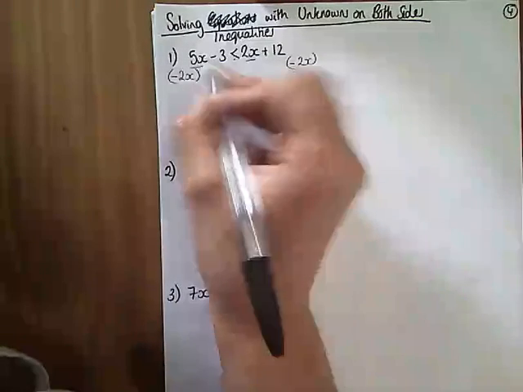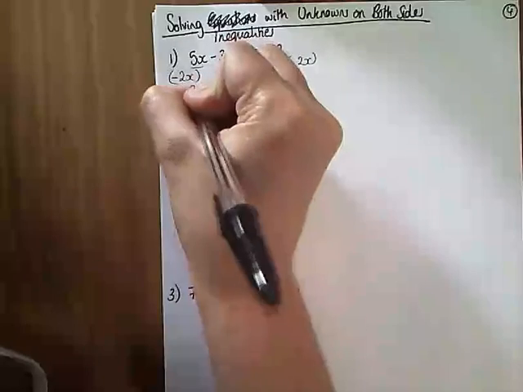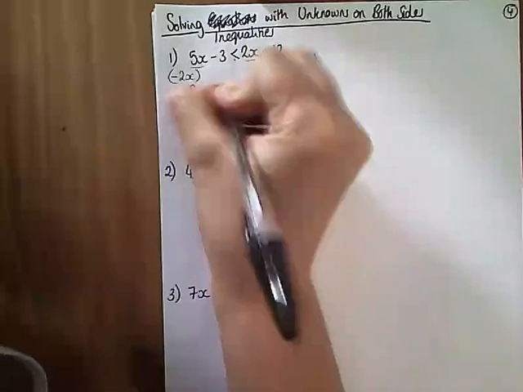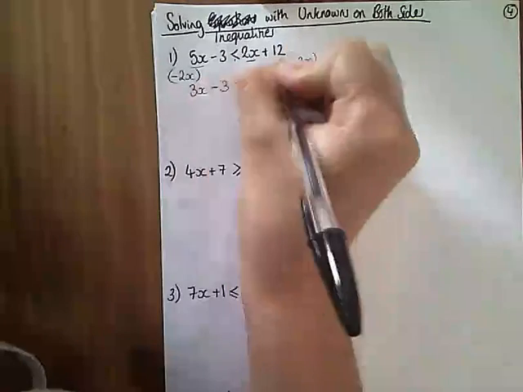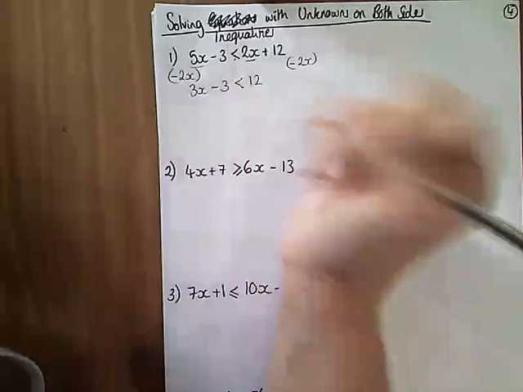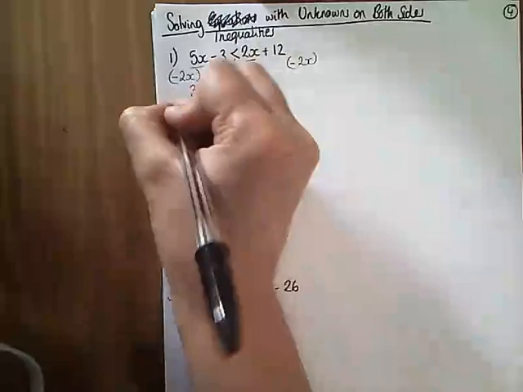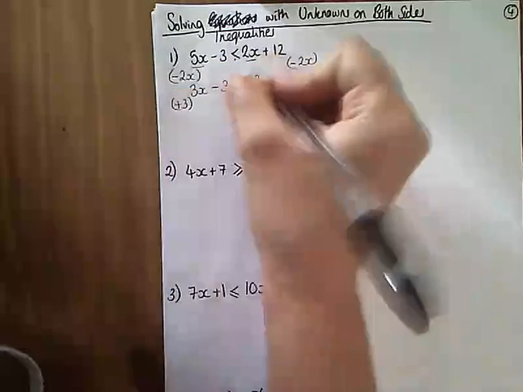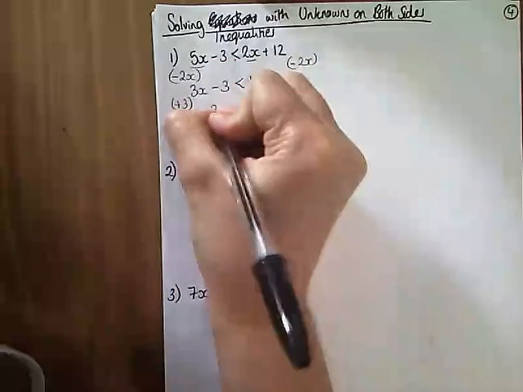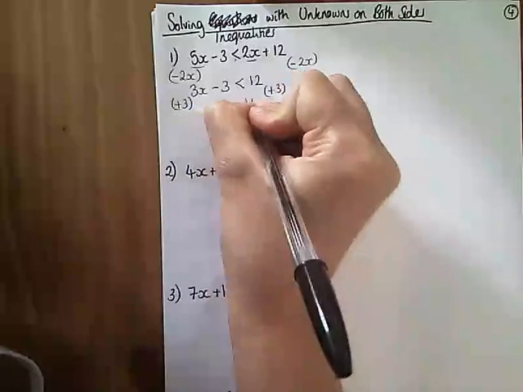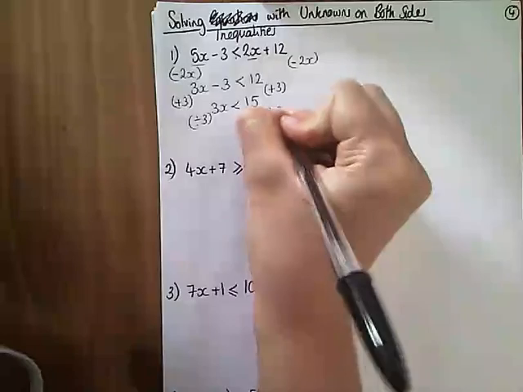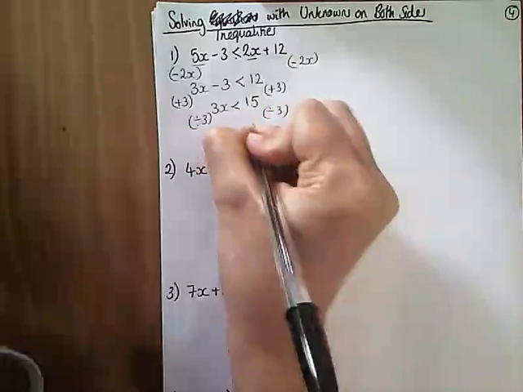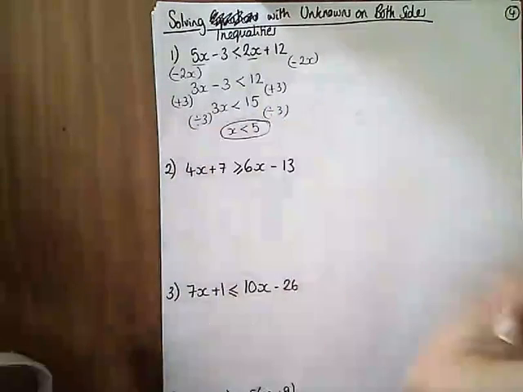Okay, so 5x take away 2x is 3x. We've not done anything with the minus 3, that is still there. We've got this inequality sign is less than, and we are left with a 12 over this side. Okay, we can then add 3 to both sides to reverse and take away 3. So we get 3x is less than 15, and divide by 3 gives you x is less than 5. That is the answer, okay, like that.